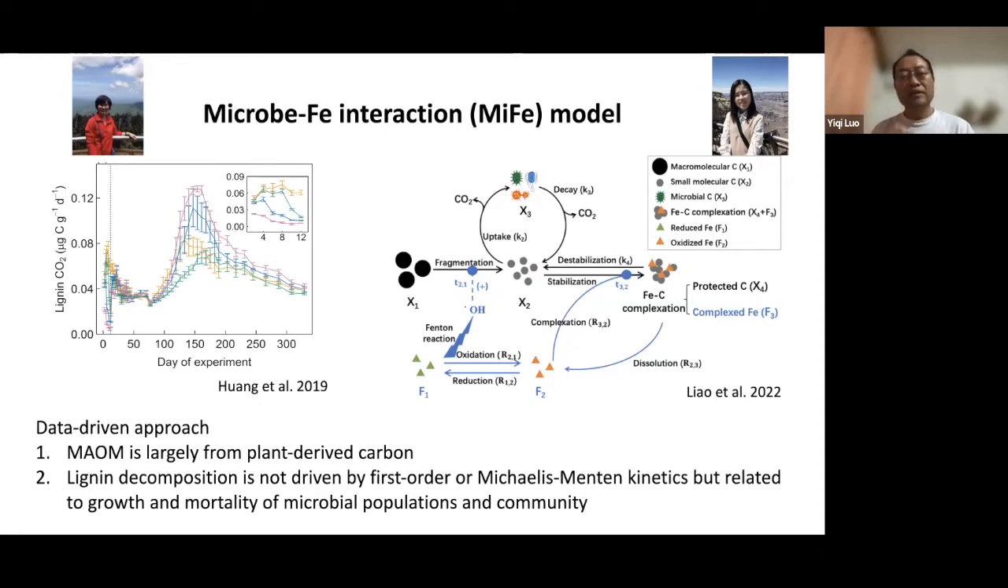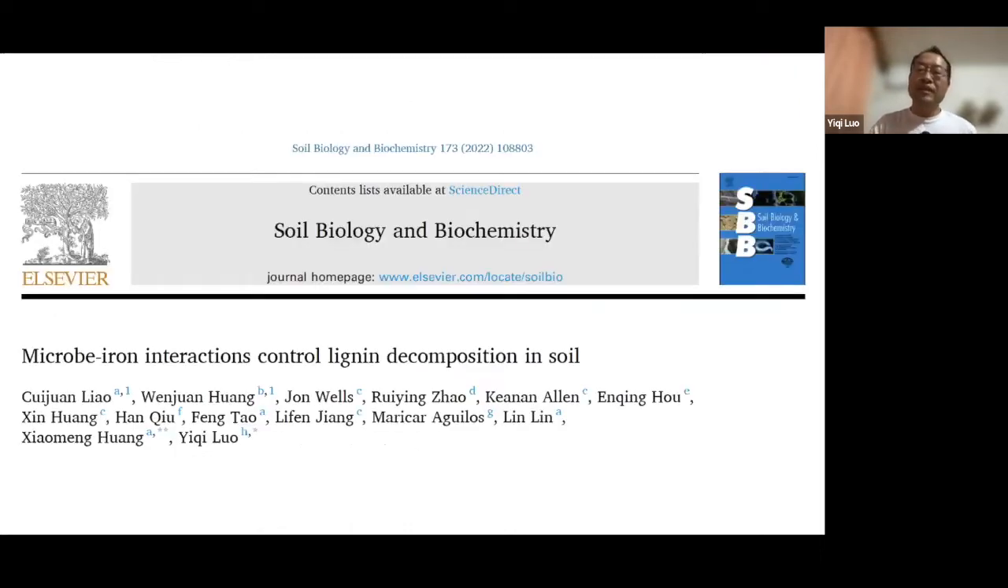The second conclusion also has contemporary implications, because recently a huge effort has been put into trying to incorporate microbial processes into Earth system models. Those microbial processes are mainly based on the Michaelis-Menten equation. But here we used a so-called data-driven approach to try to address those issues. This paper was recently published in Soil Biology and Biochemistry.